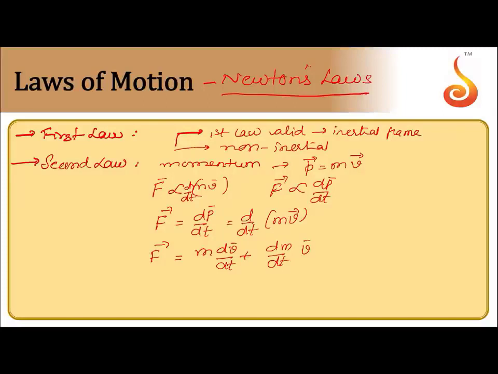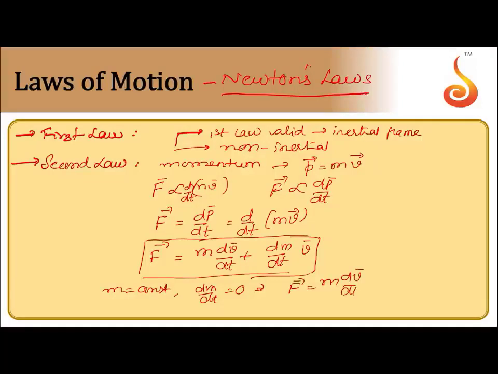So, the force can be written in this form, that is m into dv by dt plus dm by dt into v. Now, if the mass of the system is finite and constant with respect to time, then dm by dt becomes 0, and this gives me F is equal to m dv by dt, or this is nothing but m into a, the popular form of Newton's second law of motion.